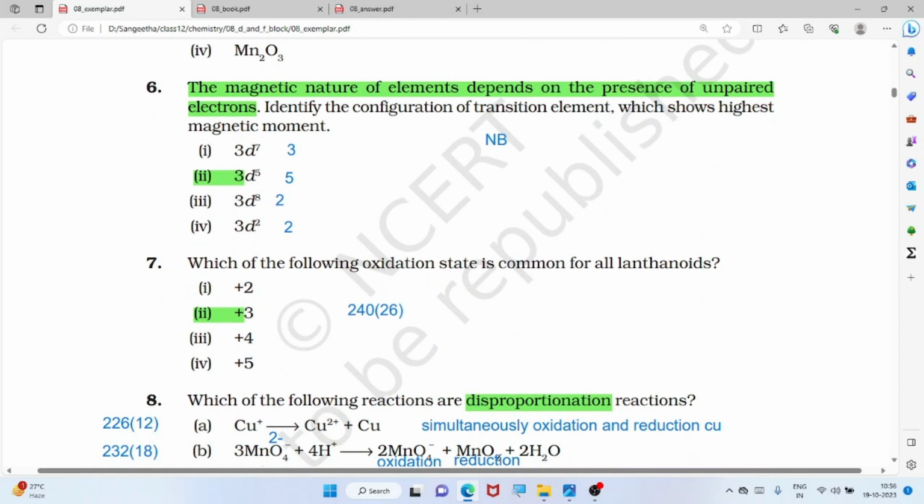The magnetic nature of the elements depends on the presence of unpaired electrons. So the spin magnetic moment depends on the presence of unpaired electrons. The orbital magnetic moment does not depend only on this. Only the spin-only magnetic moment depends on the unpaired electrons only. Identify the configuration of the transition element which has the highest number of unpaired electrons. So you have to write that electron distribution in orbitals, then you will find these unpaired electrons.